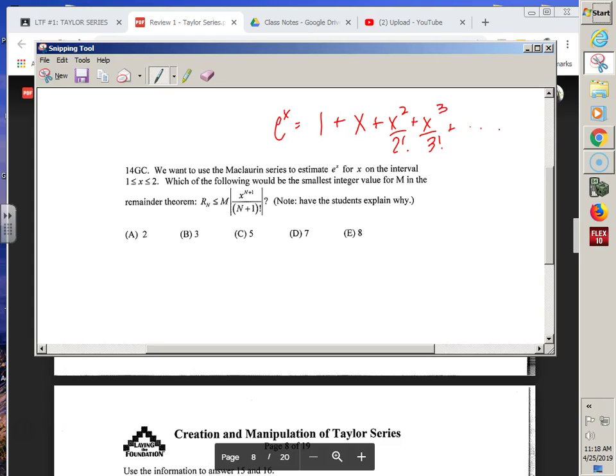We want to use the Maclaurin series to estimate e to the x on the interval 1 to 2. It's centered at 0. Which of the following would be the smallest integer value for m in the remainder theorem? You guys know it's not alternating, right? So if it's not alternating, this must somehow be using Lagrange. True? Smallest for the remainder theorem.